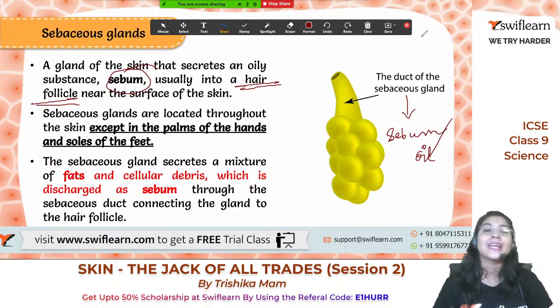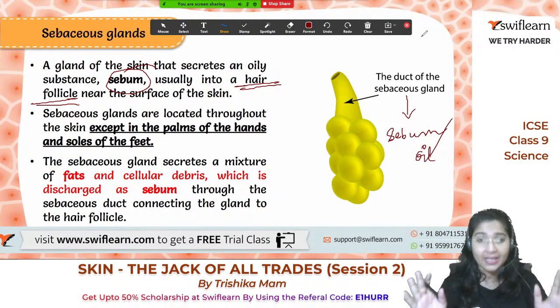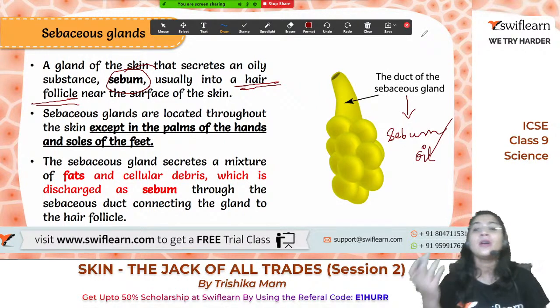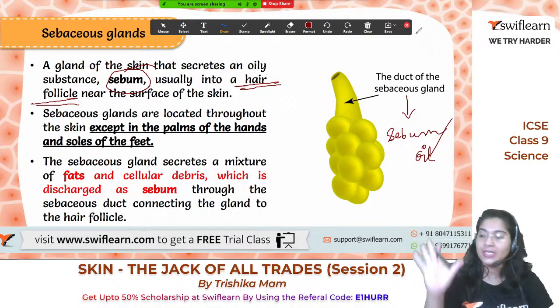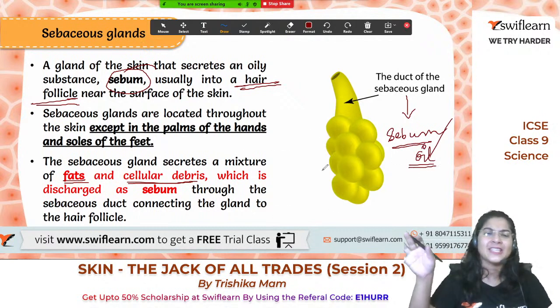Now where does the sebaceous gland exist, or rather where does it not exist? Always remember, it is not present in the palm and the sole of the feet. Other than this, we can find sebum or sebaceous gland throughout our body. The exception is our palm and the sole of the feet. The sebaceous gland basically secretes a mixture of fat and cellular debris. What are the oil and sebum made up of? It is basically made up of fat and other different cellular debris.